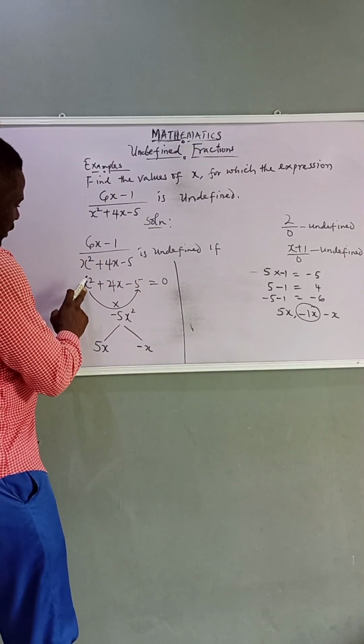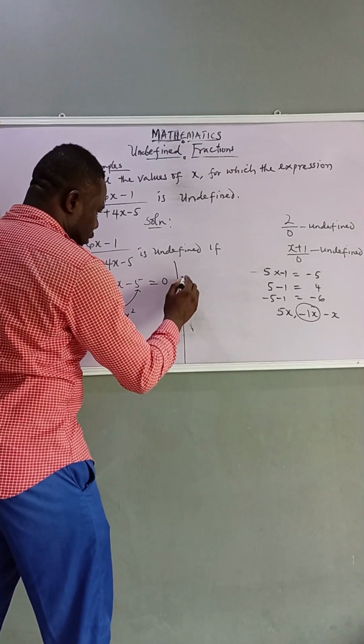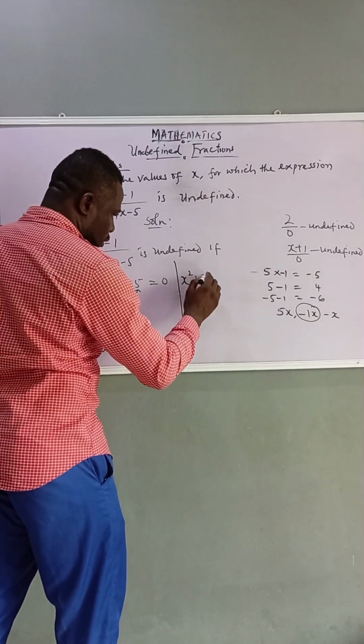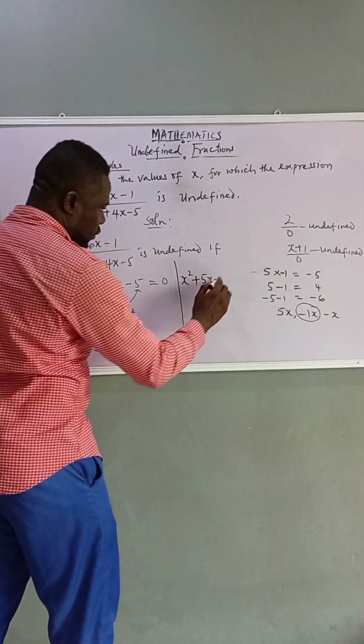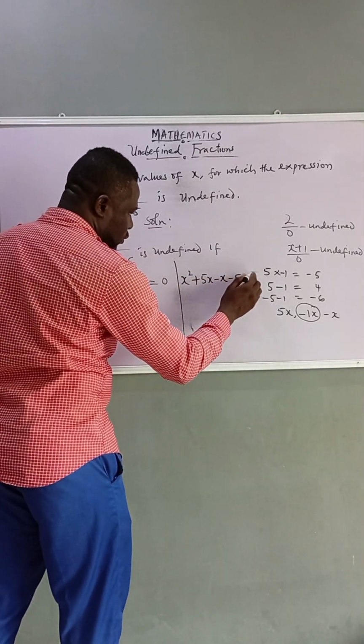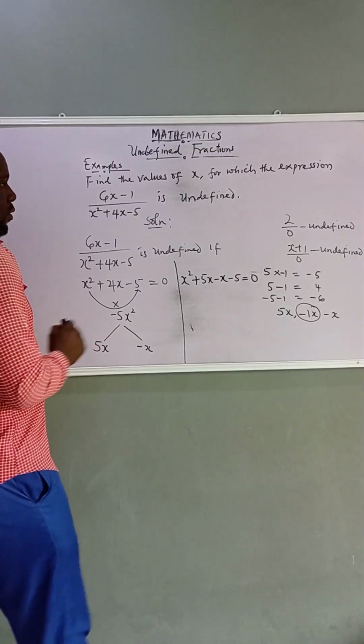So what you need to do is this. We can simply say x squared, in place of plus 4x, we are placing plus 5x minus x. We now write minus 5 equal to 0.